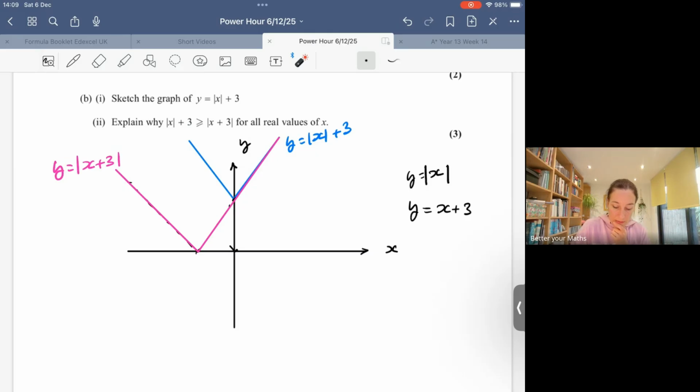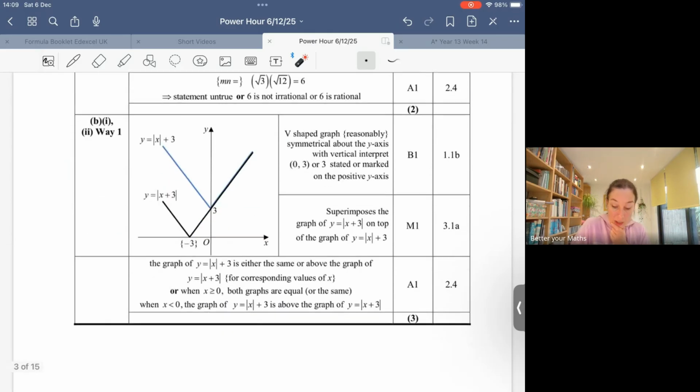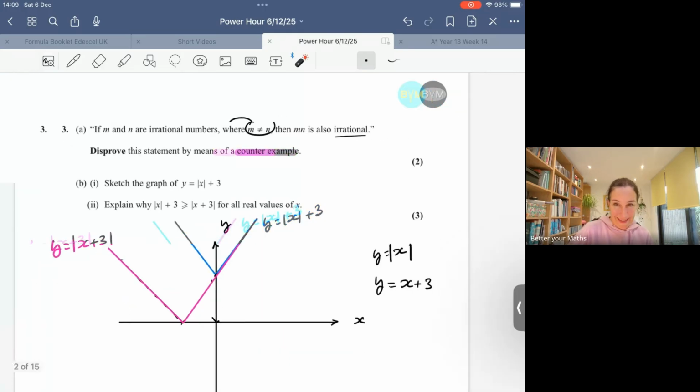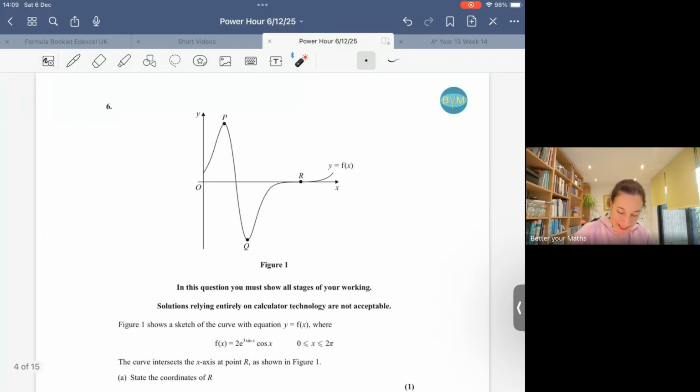Let me show you the mark scheme, what they say. So they do the sketch and they just explain that the graph is either the same or is above. Nothing else. You don't need to do anything else. Is it clear? And it's clear how we represent both functions? You can show me thumbs or you can ask me questions. Clear for everyone? Okay, this one.